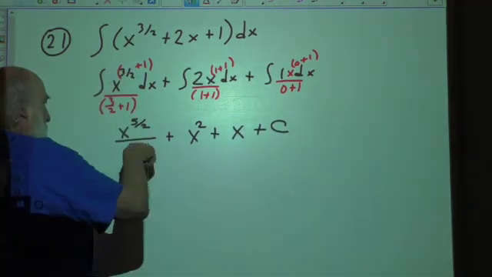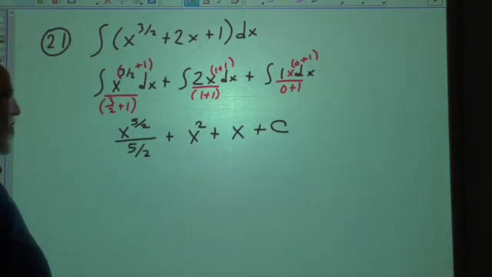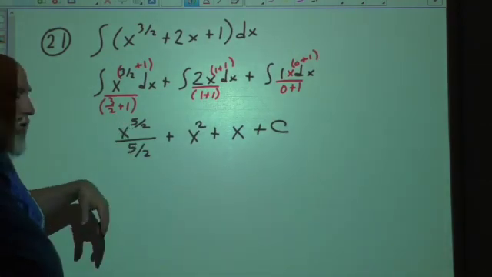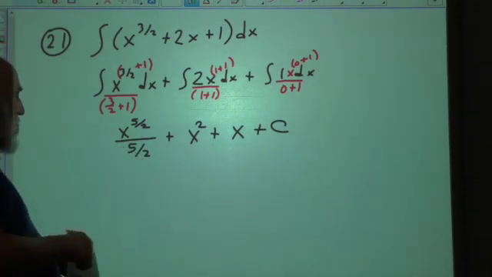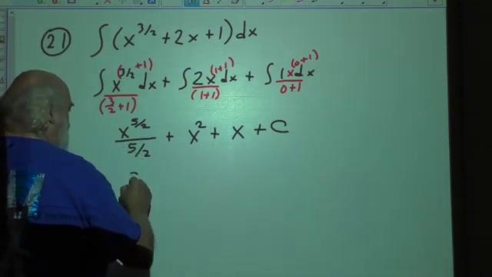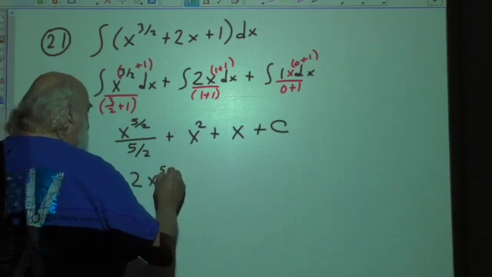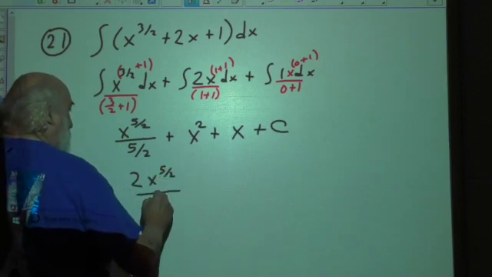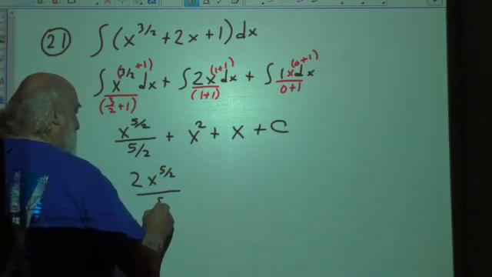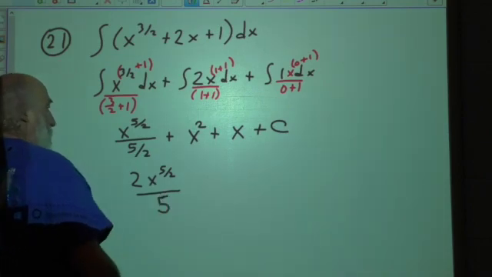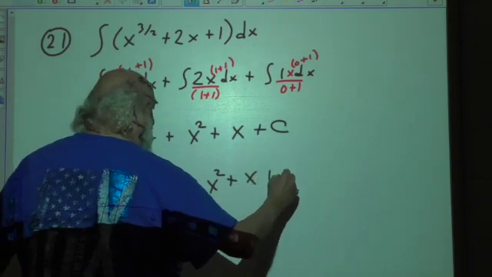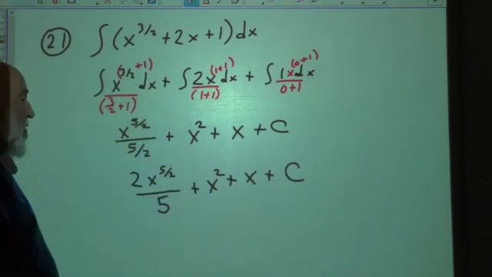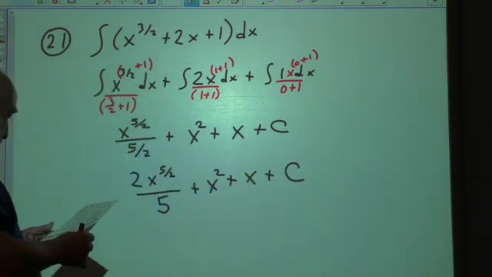Now, we got this thing here, so what we need to do is resolve this. When you divide by 5 halves, it's the same as multiplying by 2/5. So this becomes 2x to the 5 halves over 5 plus x squared plus x plus c. And there's your answer for number 21.